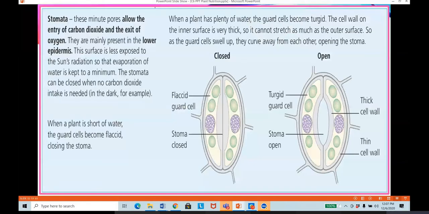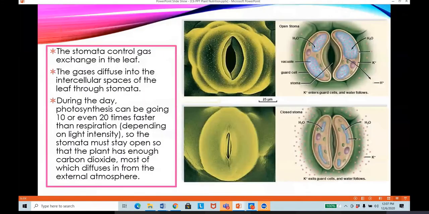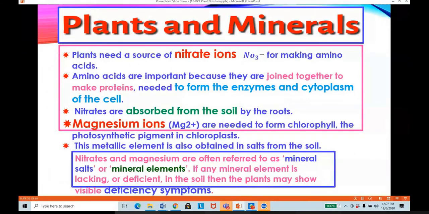And we discussed in detail how the opening and the closing of the stomata takes place, when do they open and when do they close, and how do they allow the diffusion of the gases, right? And this is how the gas exchange in plants takes place. All clear, ladies? Any questions? All clear. Okay, thank you.